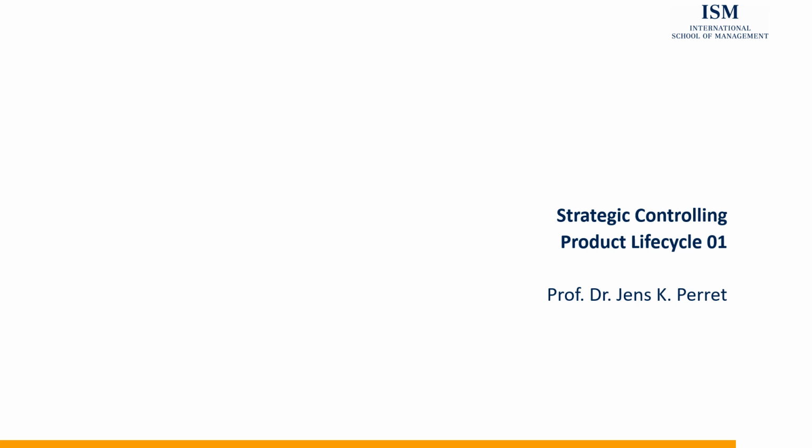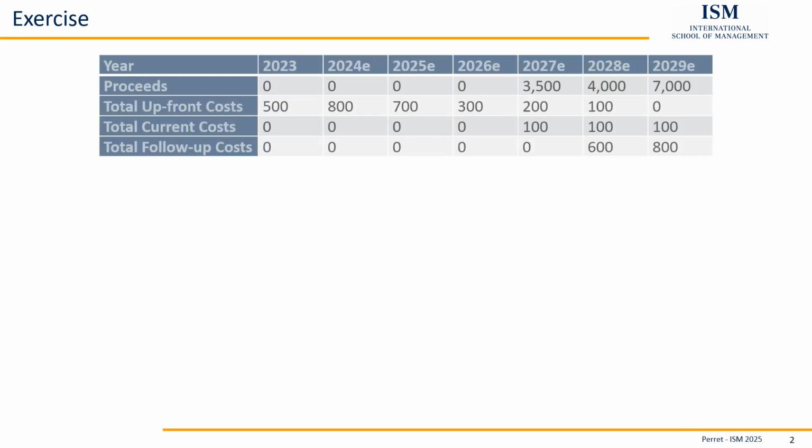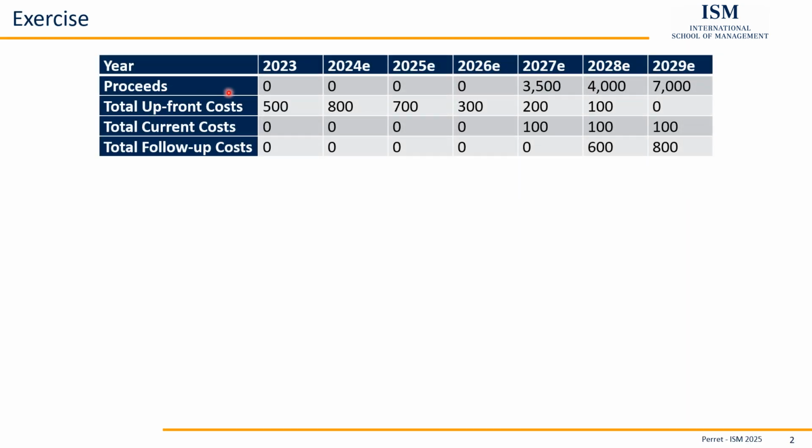Welcome to this exercise on the product life cycle, or the calculation of amortization periods. Here we have the following data for proceeds or earnings and three different types of costs: upfront, current, and follow-up for the introduction of products.